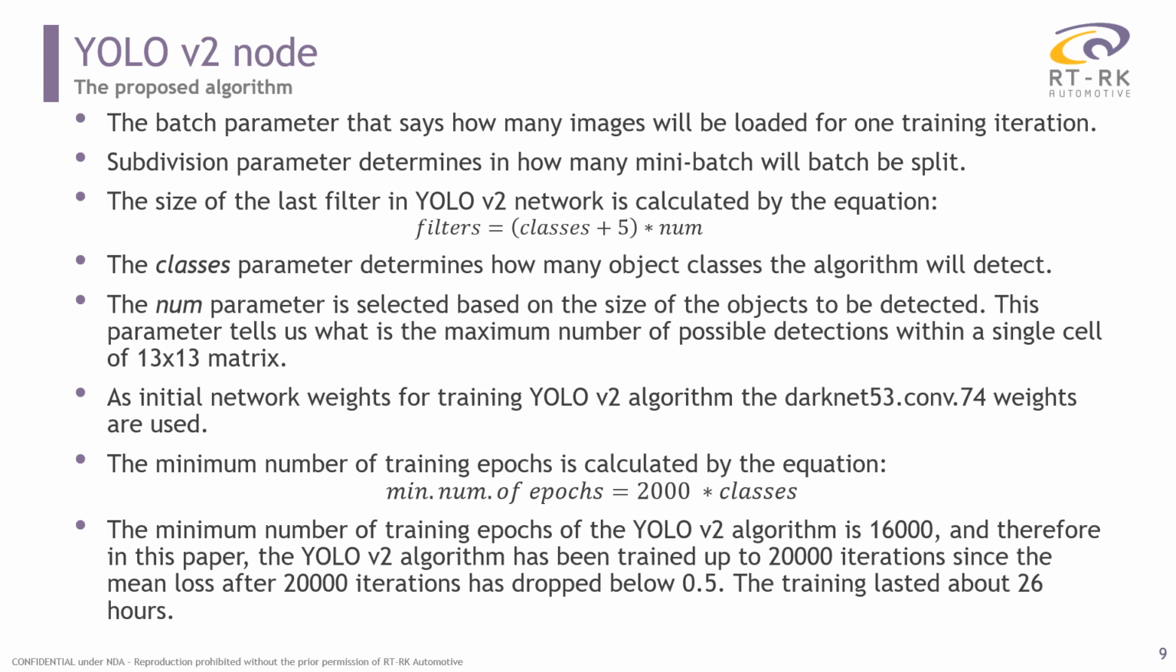As initial network weights for training the YOLO V2 algorithm, the darknet53 weights are used. The minimum number of training iterations is calculated by the next equation. The minimum number of training iterations of the YOLO V2 algorithm is 16,000, and therefore in this paper the YOLO V2 algorithm has been trained up to 20,000 iterations, since the mean loss after 20,000 iterations has dropped below 0.5. The training lasts about 26 hours.